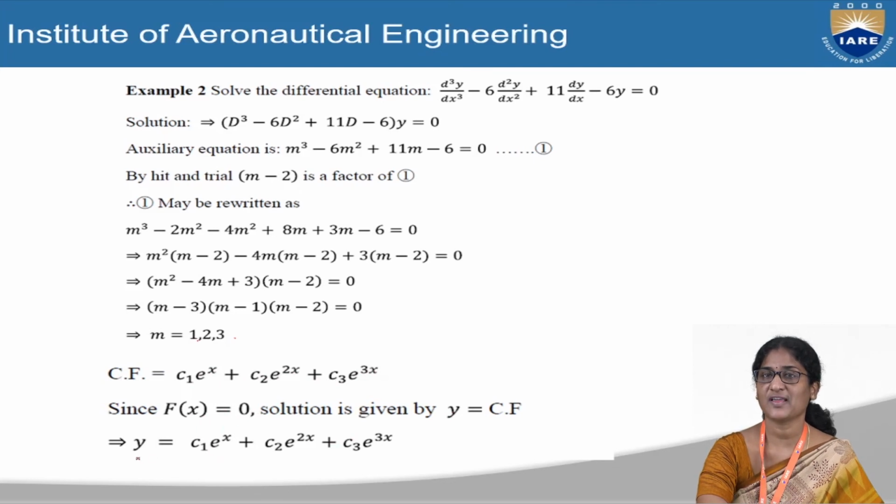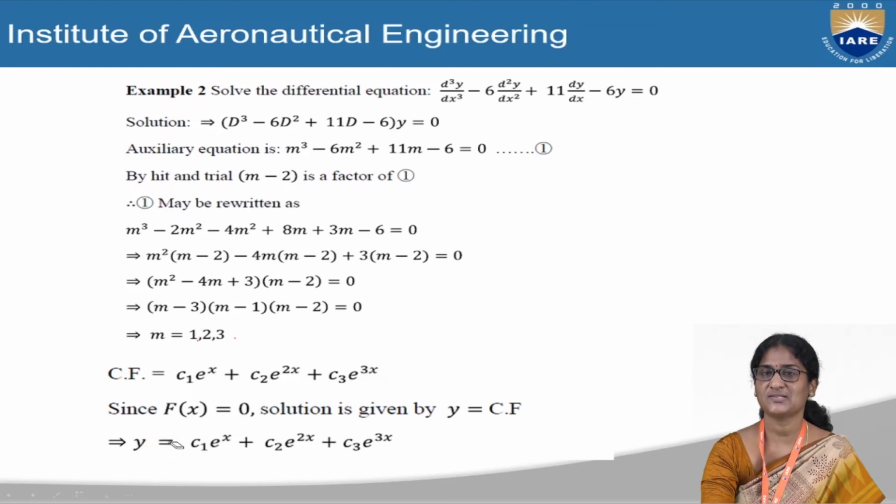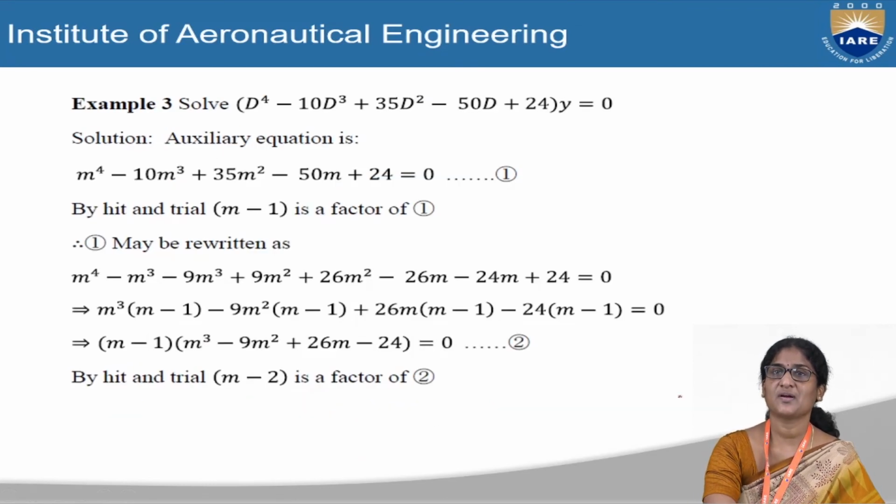Since f of x is equal to 0, the solution is y, which is nothing but a function of x. There is no need to write y of x explicitly, since it is always a function of x. So y is equal to C1 e to the power of x plus C2 e to the power of 2x plus C3 e to the power of 3x. Now let's go for a more complicated question.